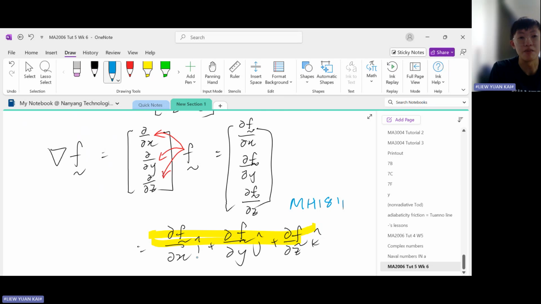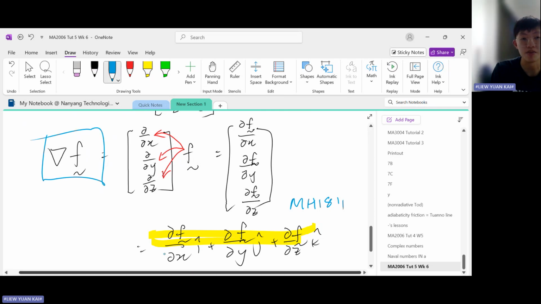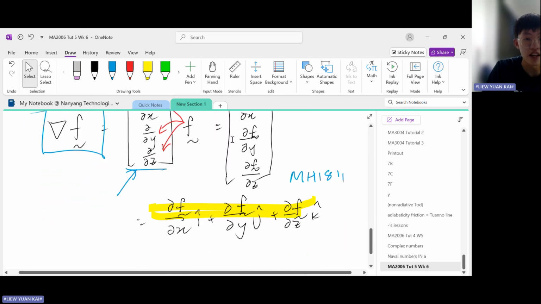Okay? And in fact, we have seen this before in MA2006. It's just that we simply memorize, oh, nabla of f is this. But it comes from the fact that we define nabla to be this column vector. And then nabla of f means just take that column vector and multiply with f. So you just scalar multiply f into each entry, into the x entry, into the y entry, into the z entry. Okay, so this will give you out a vector.